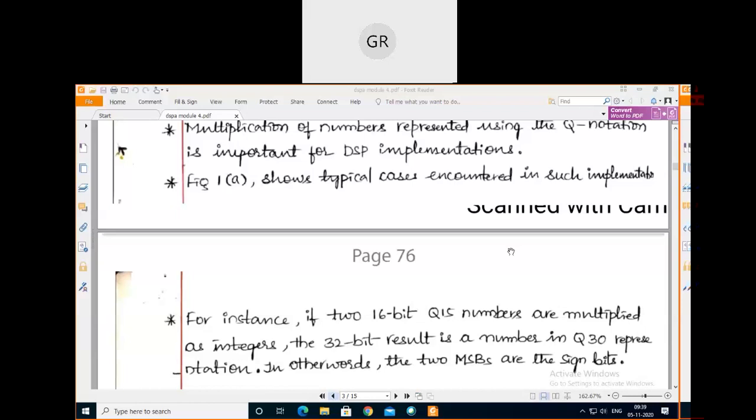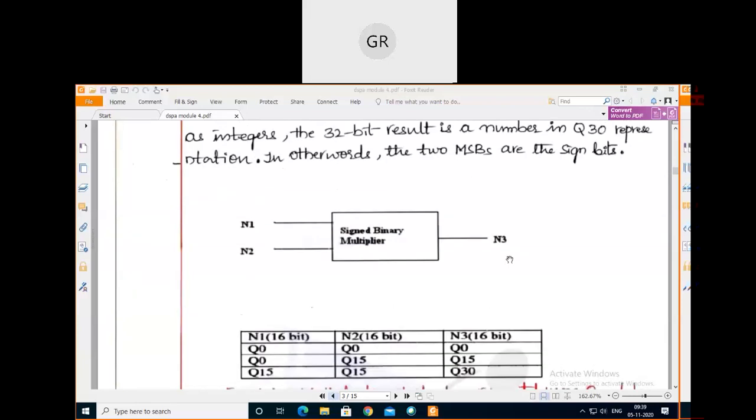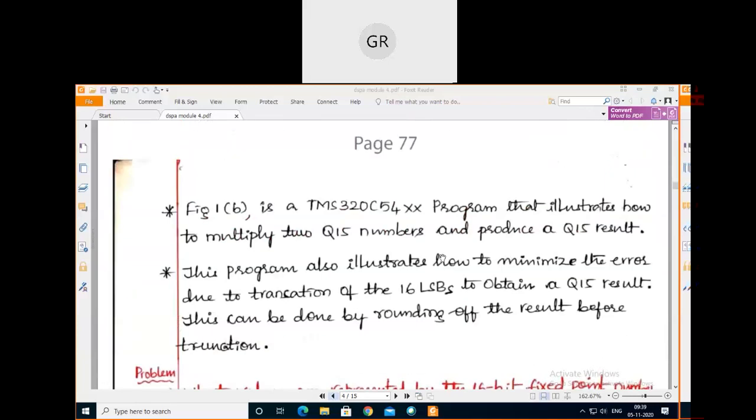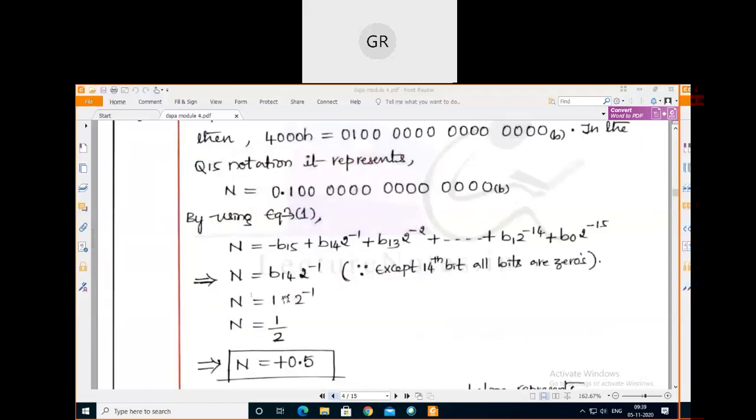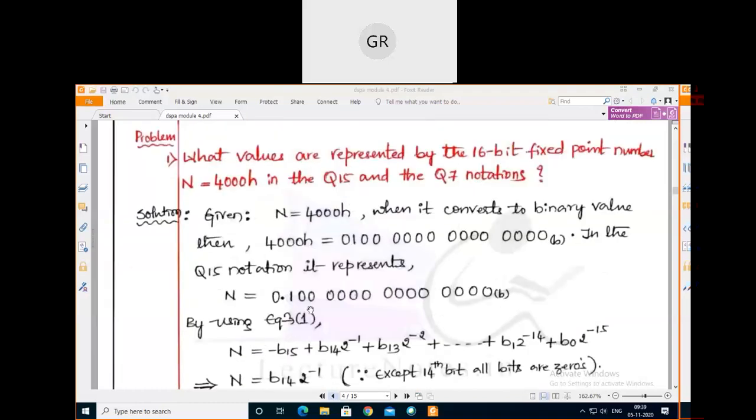Just remember the number of fractional bits behind that decimal point. Whatever the remaining bits are, those will be called the whole part. See here, this is the sign bit. If it is 0 it means plus sign. And Q15 means a total of 15 bits are considered as fractional bits.